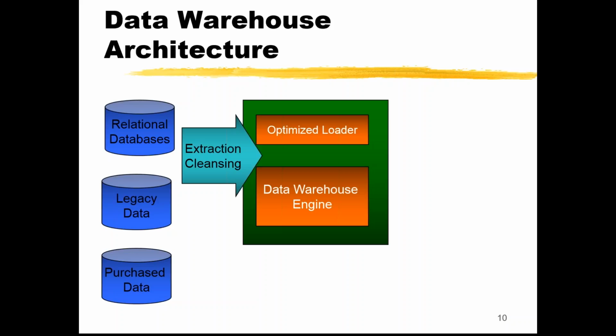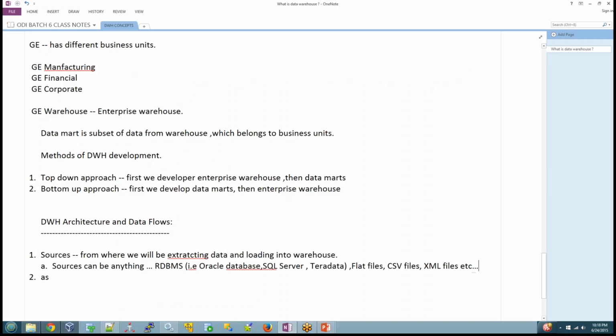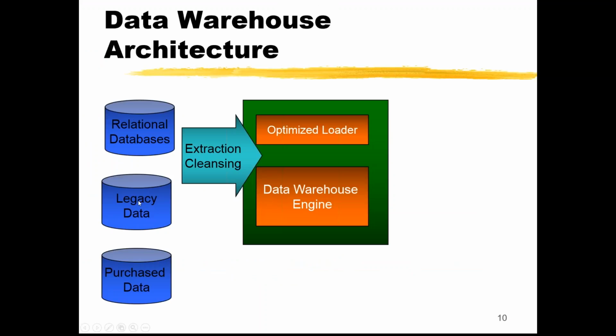After source identification, the next step is extraction and cleaning the data before loading. After extracting data from the source, we need to clean and transform the data before loading into the warehouse. We need to convert the data because we have different sources. See, these are the three different sources: relational databases, legacy data, purchased data. The format of the three sources can be different.